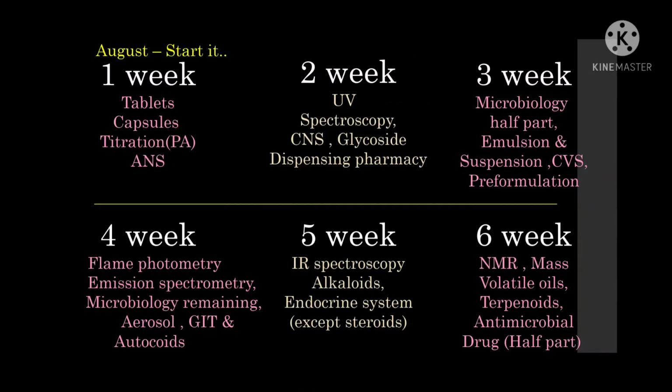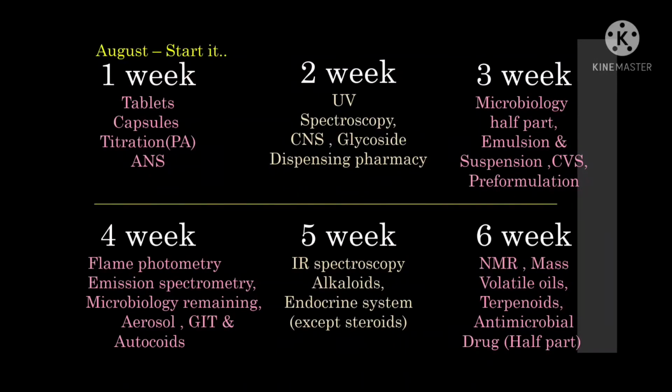The plan starts from the first week of August, but you can shift it to the next week and fluctuate a bit, taking it 1 or 2 weeks earlier or afterwards. In the first week of August, go with tablet, capsule, titration, ANS. In the second week, UV spectroscopy, CNS, glycoside, dispensing pharmacy. In the third week, microbiology half part, emulsion, suspension, CVS, and preformulation.